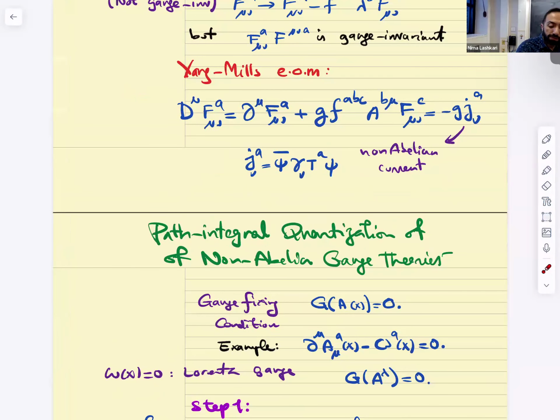Okay. Varying the Yang-Mills Lagrangian, you're gonna get the following equation of motion. The covariant derivative of F mu nu, which I've expanded here for you, is minus g, g is the coupling, J nu A. J nu A is the non-abelian current. Again, it's Lie algebra valued. So for instance, if these are your fermionic fields, it will take the following form, right?